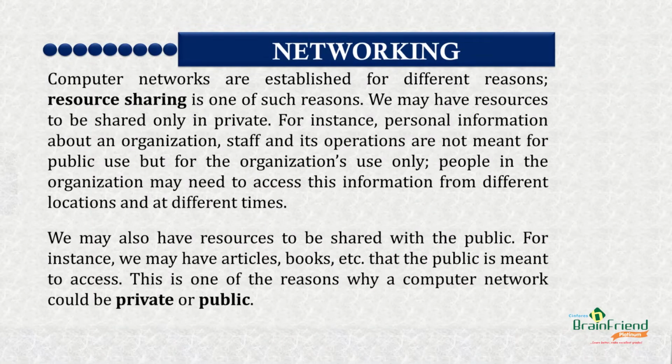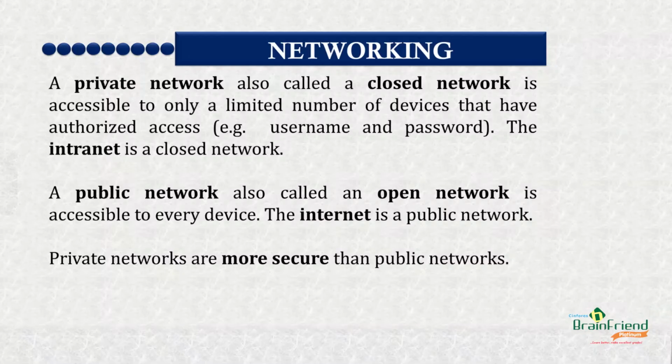As earlier mentioned, one of the benefits of a network is resource sharing. But then there are some resources that are private and should be accessed by only a limited number of persons who have the right authorization. For example, personal information about an organization and its operations is a type of private information. On the other hand, book publications and articles could be accessed by the public, and that's a type of public information. It is in this regard that the computer network could be private or public. Let's find out more about private and public networks.